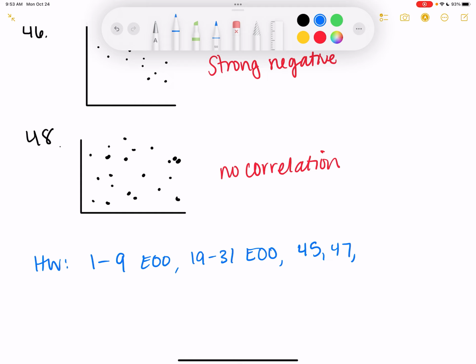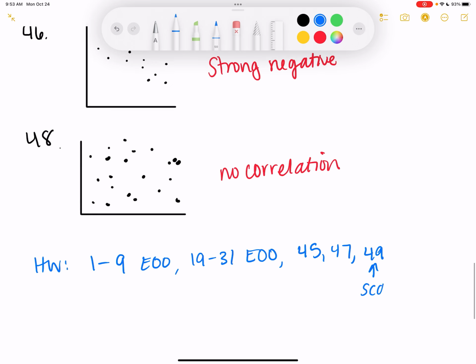Okay, I want you to try 49 and then we'll go over it if you don't remember how to do it. But you can do it all on your calculator. I think I wrote down my steps. For 49, I want the scatter plot. It can just be a rough one. Scatter plot and the linear regression line.